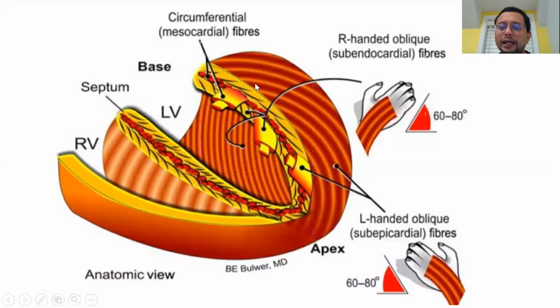Now, this is the muscle arrangement of the heart. The only important thing I wanted to point out here is that the right heart contracts mostly in only one way, which is a longitudinal contraction. As compared to the left ventricle, which, as I told you, can have a radial component, a longitudinal component, and also a circumferential component in its contraction.